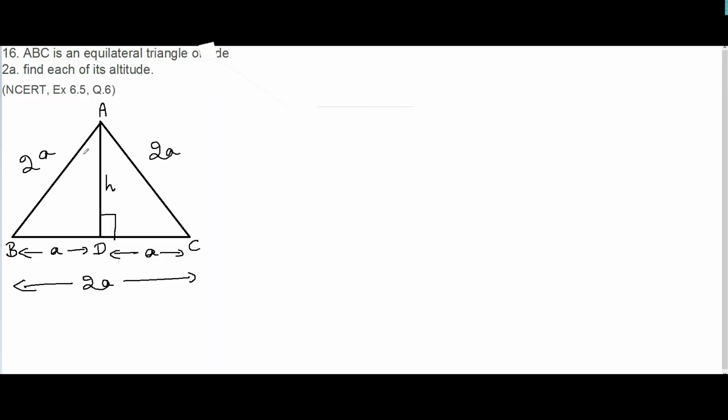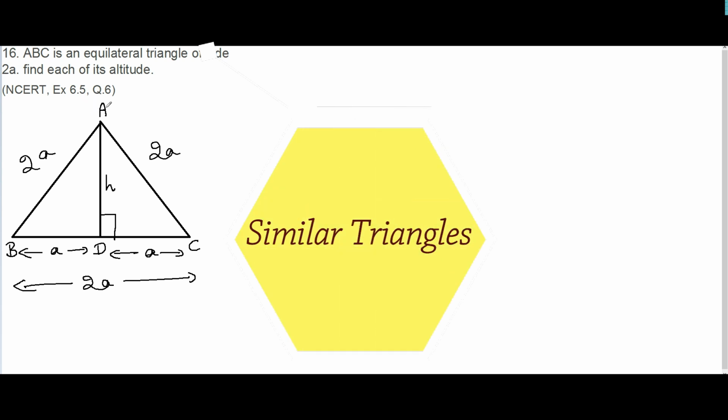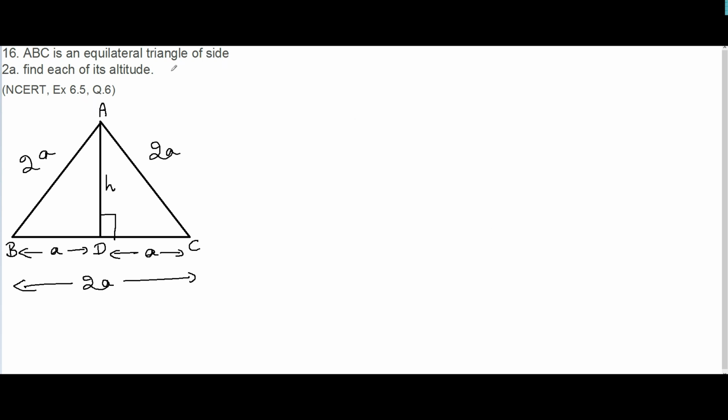This is NCERT question, exercise 6.5, question number 6. ABC is an equilateral triangle of side 2a. Find each of its altitudes. So, each side of the triangle is 2a, given.